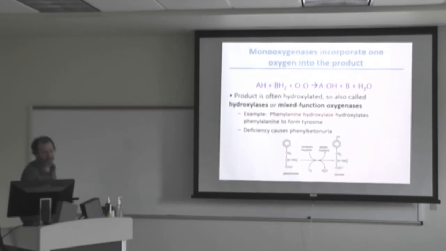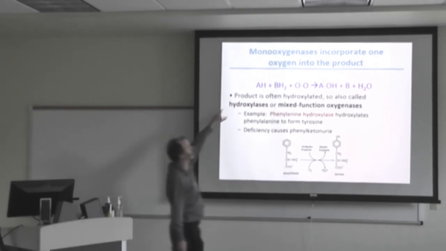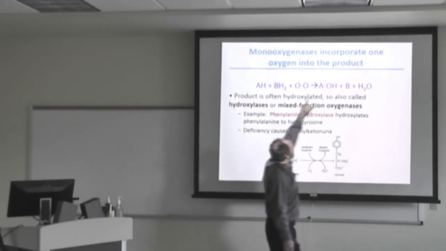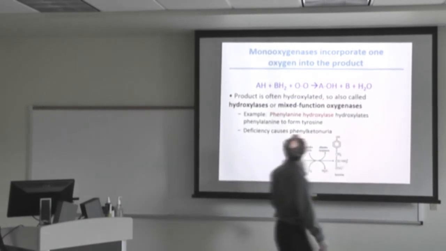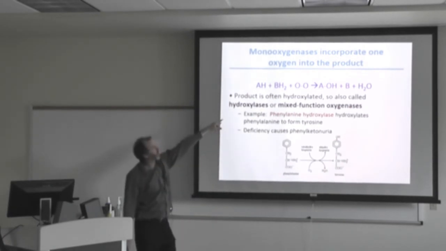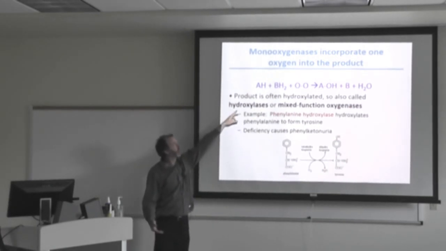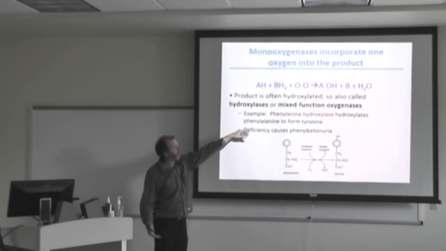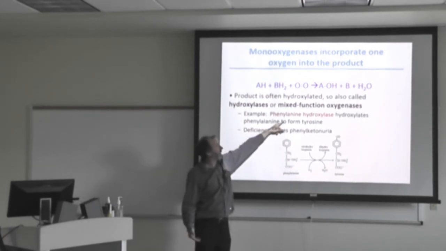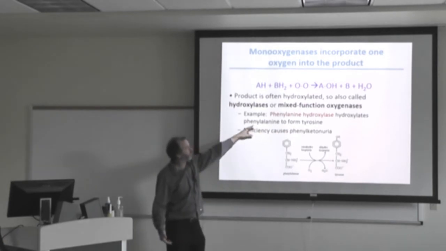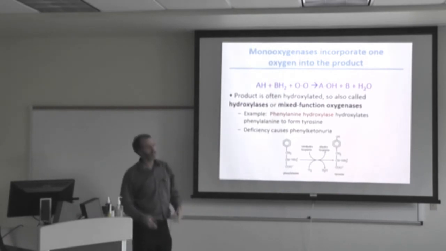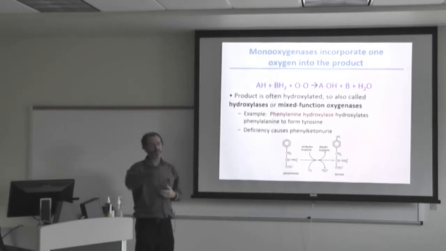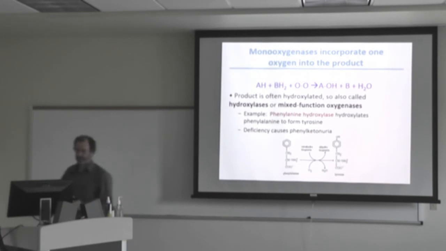So monooxygenases incorporate one oxygen into their product. You have AH plus BH2 plus oxygen, and you've converted that AH to an alcohol. You've incorporated one oxygen, the other oxygen got reduced to water. Product is often hydroxylated, so a lot of hydroxylases are mixed function oxygenases. Examples are phenylalanine hydroxylase, which hydroxylates phenylalanine, and that forms tyrosine. And then you have tyrosine hydroxylase, goes even further, right? Adds another hydroxyl group.